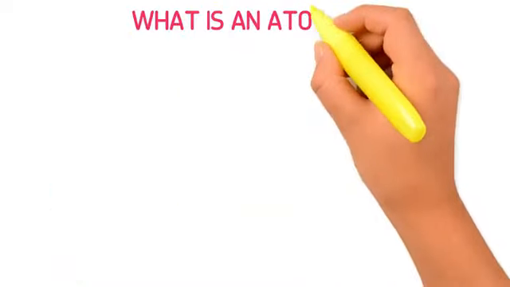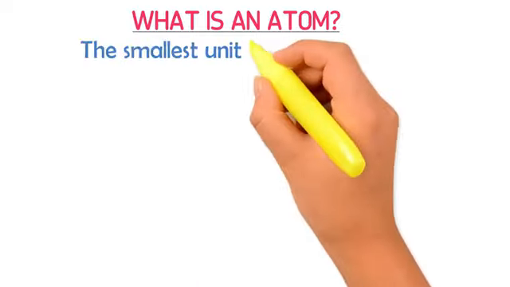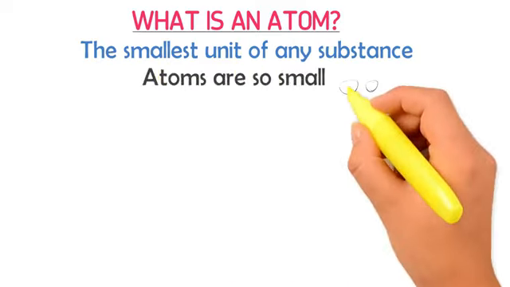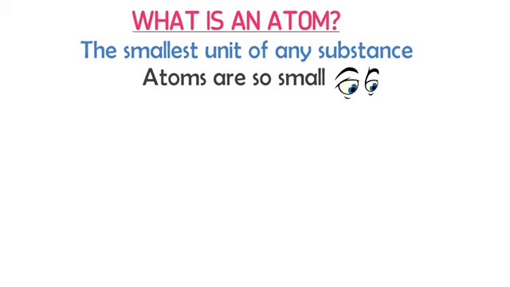Now, what is an atom? Well, the easiest definition of an atom is that the smallest unit of any matter or substance is known as an atom. Atoms are so small that they can't be seen with the naked eye. All the things we see or use around us are made up of atoms.